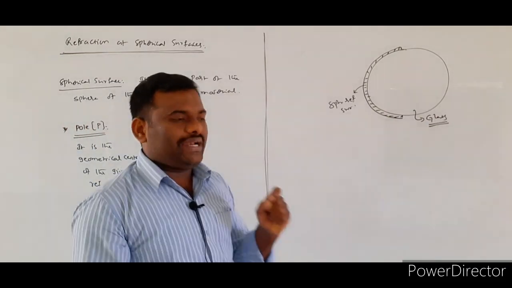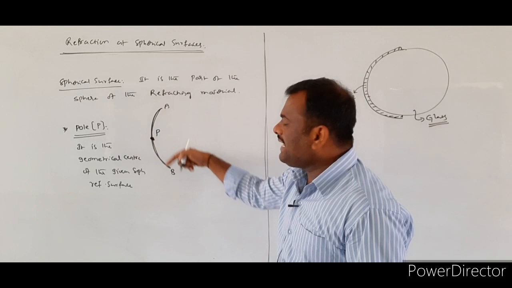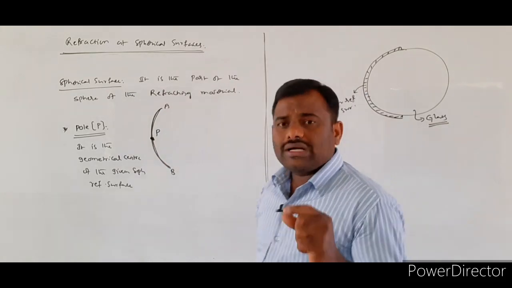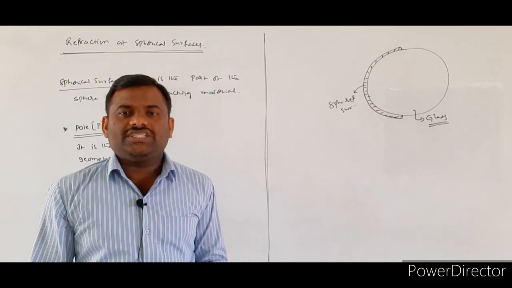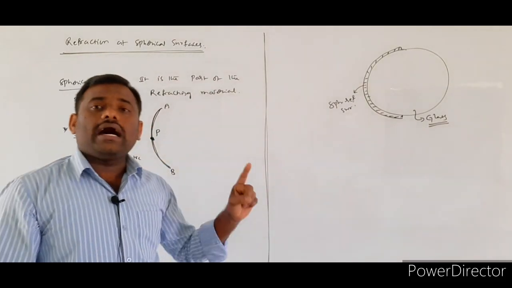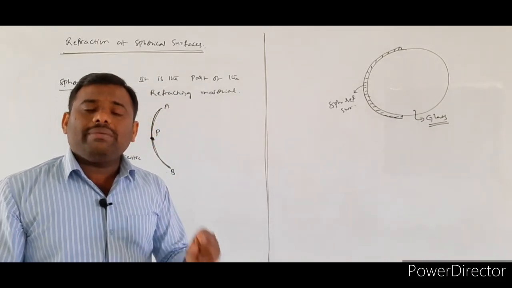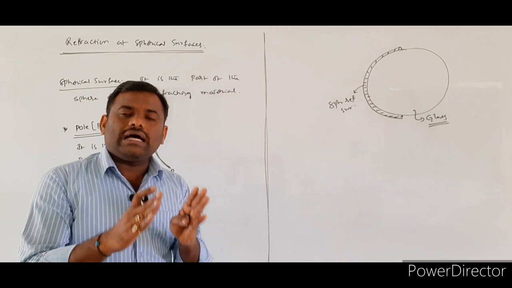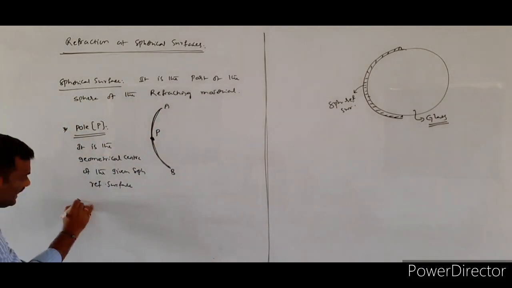Such a type of geometrical center will be called the pole of the spherical refracting surface. What is the need of this pole? In the case of refraction, all the distances must be measured from the pole of the spherical refracting surface. So what is the need of the pole?